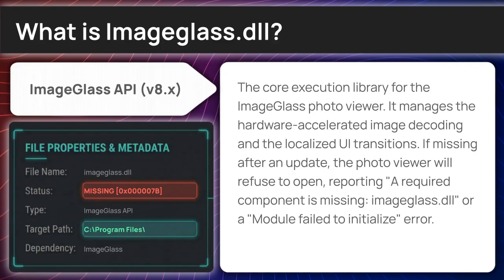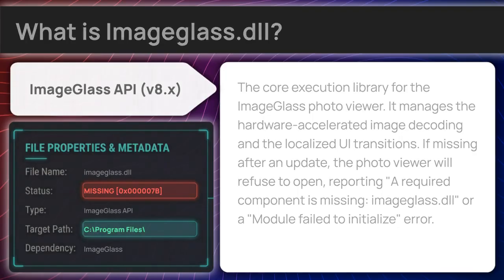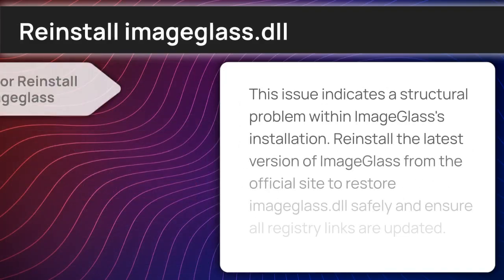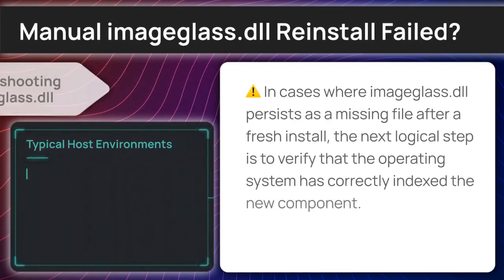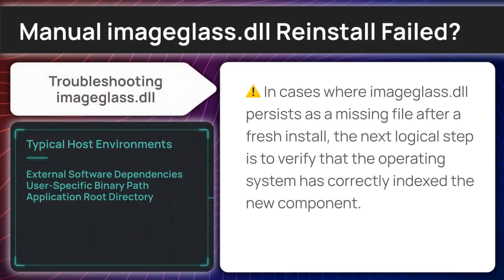Since we've identified what's missing, let's try the official recovery method. This issue indicates a structural problem within ImageGlass's installation. Reinstall the latest version of ImageGlass from the official site to restore ImageGlass Library DLL safely and ensure all registry links are updated.